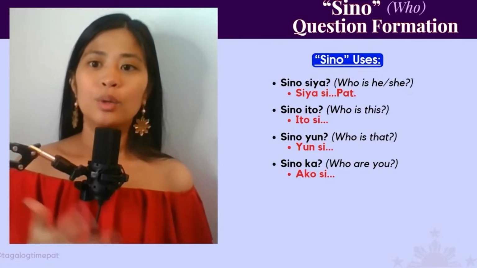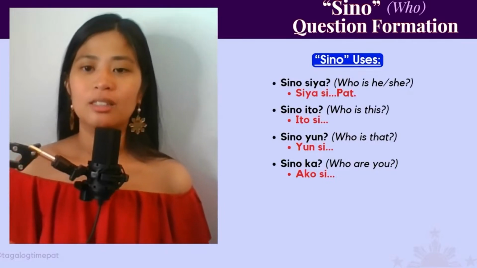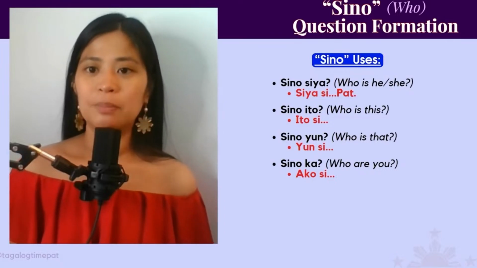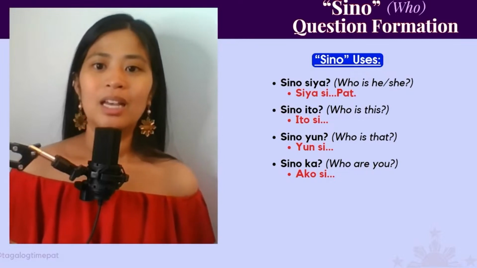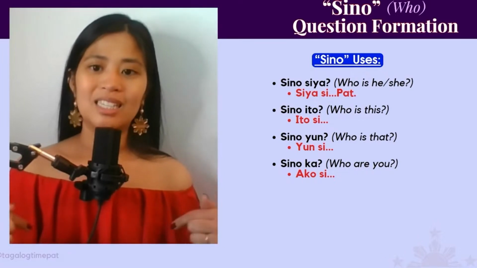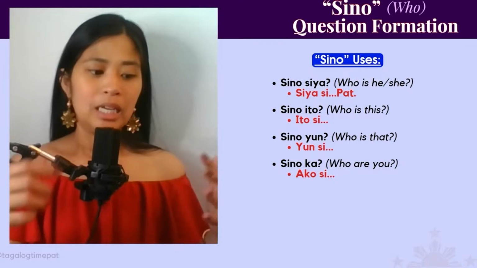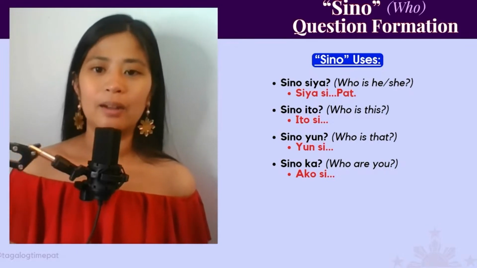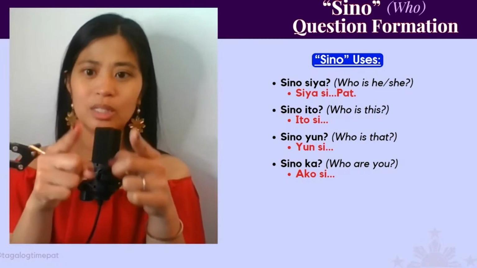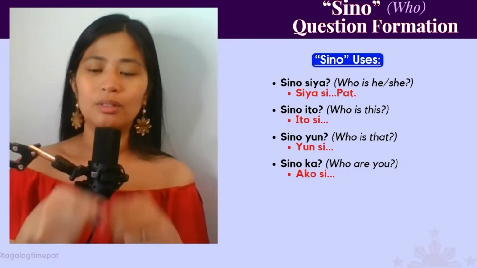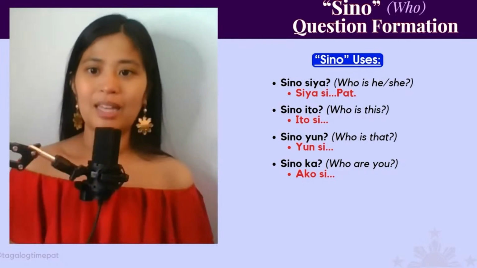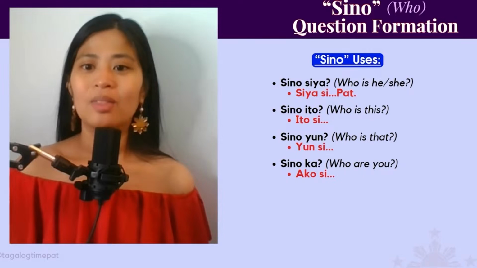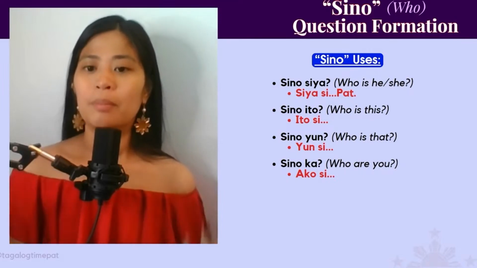Sino siya? Who is he? Who is she? Sino siya? The response, siya si Pat. She is Pat, or that is Pat. Sino ito? Who is this? Sino ito? Ito si Pat. This is Pat. Ito si blank. Sino yun? Who's that? Yun si Pat. That's Pat. Or sino ka? Who are you? Sino ka? The response, ako si Pat.